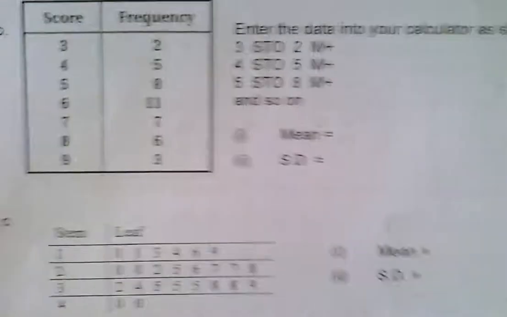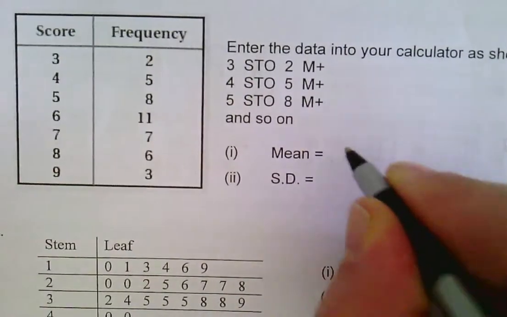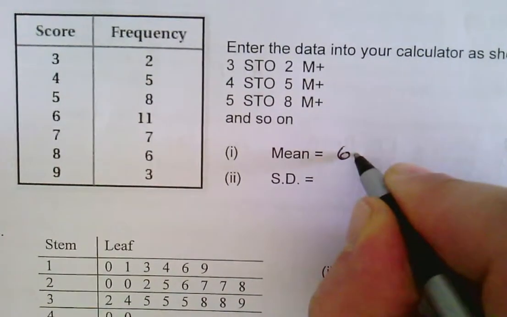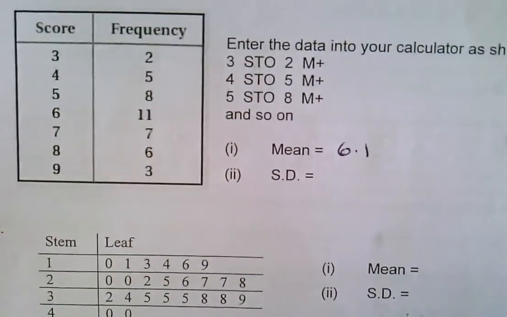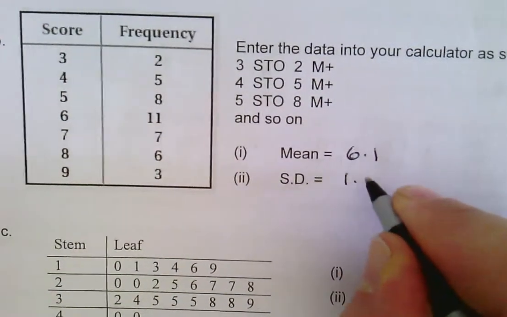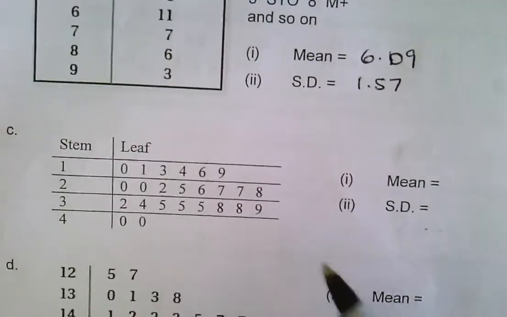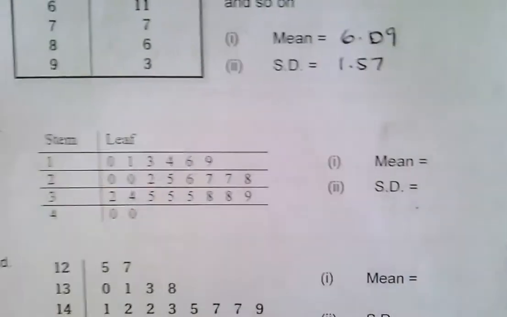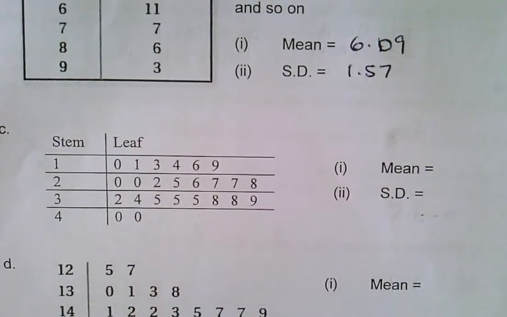Does anyone have any results for that? I need 2 or 3 people with the same answer. Yep, 6.1 or 6.09 is fine. And standard deviation? I'll go 1.57, okay? Now with these, girls, that's just individual data, 10, 11, 13. It's going to be a real pain to enter. Do that one at home. Same with the next one.